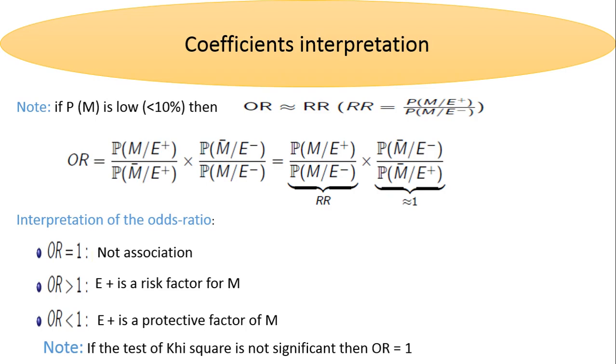When the odds ratio is equal to 1, you can suppose that there is no association between our disease and the exposure. And when the odds ratio is more than 1, we suppose that exposure is a risk factor for the disease. Conversely, when the odds ratio is less than 1, the exposure is a protective factor against the disease. So we can conclude that the odds ratio is equal to 1 when the chi-square association test is not significant.